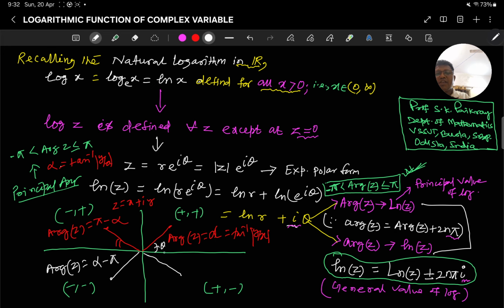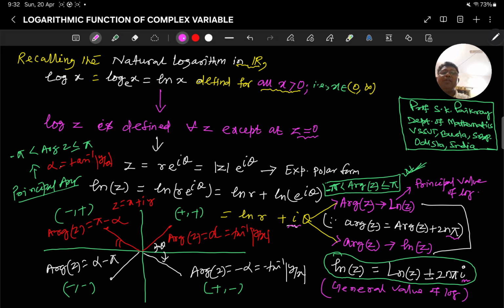And if it is here, it is better in this opposite direction. If here it is theta, and here it is in the opposite direction, then here arg z is equal to minus of alpha, so minus of tan inverse of |y| by |x|. Okay, so in that way, we have to see where the complex number lies.